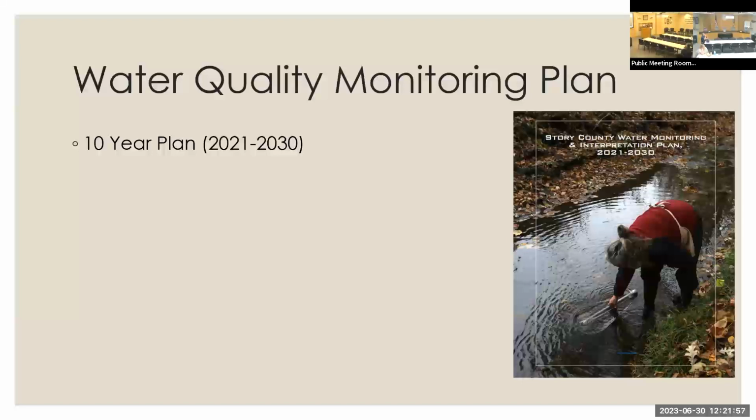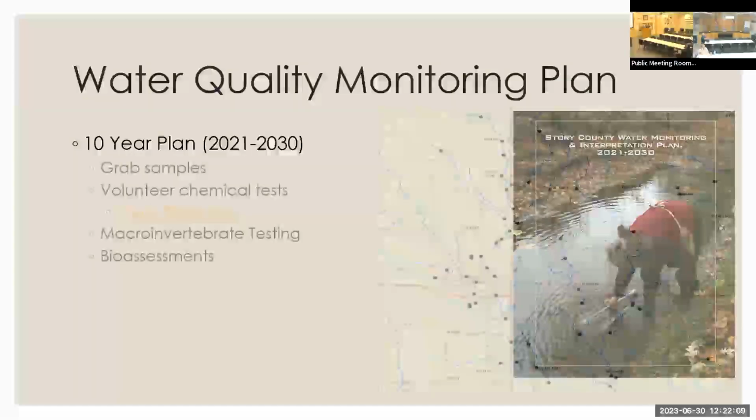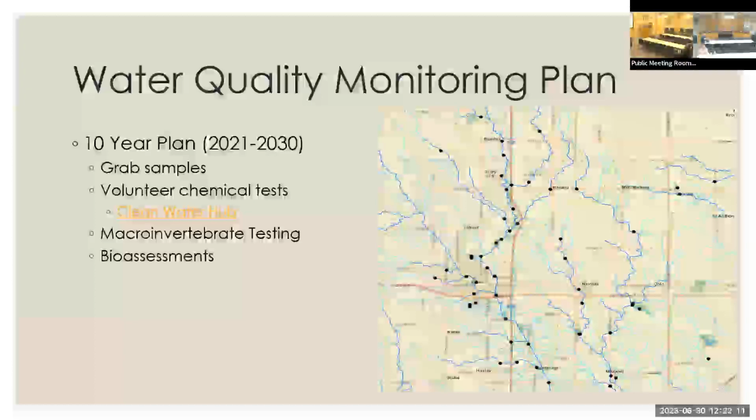So we contracted with Prairie Rivers and they created this plan. This plan is on our website and we have 2 years worth of data, which is exciting. But the plan has 4 main components. So the first one is grab samples. These are monthly samples that are taken from 15 sites.